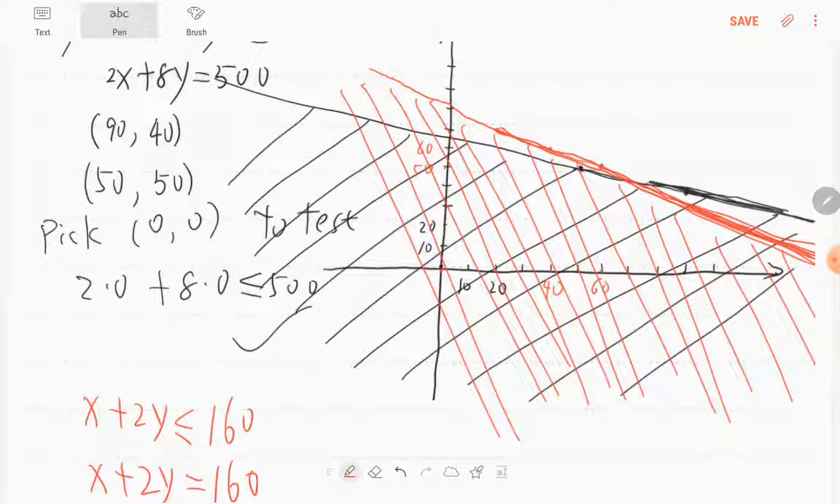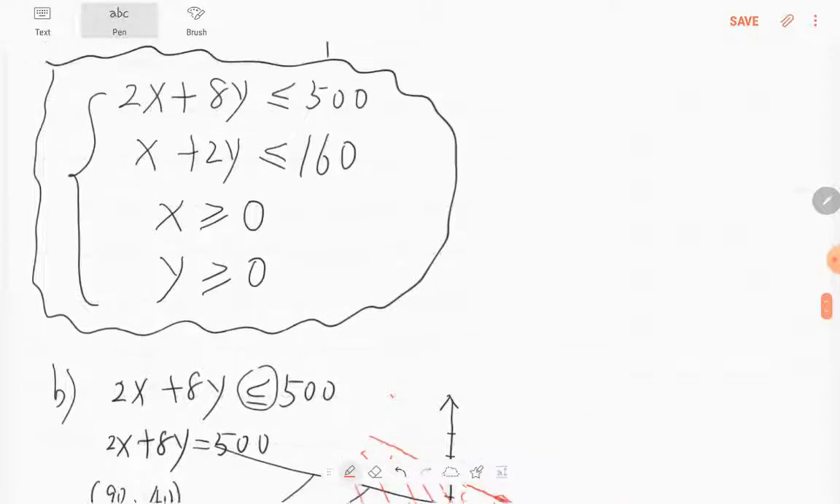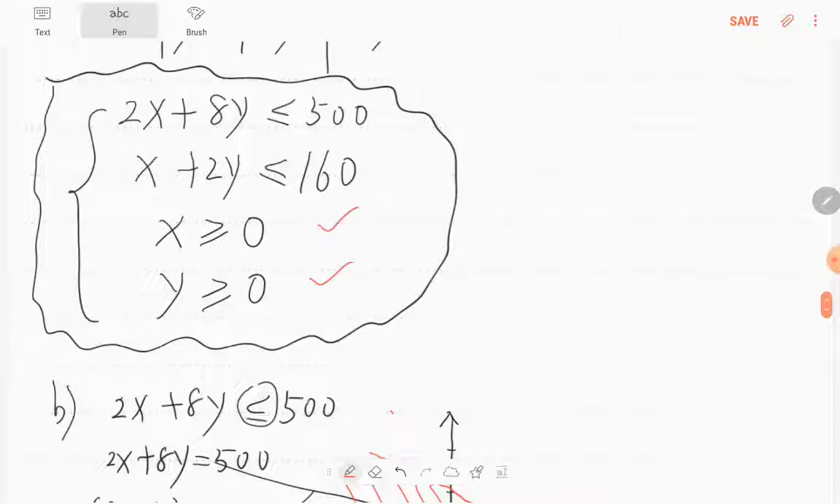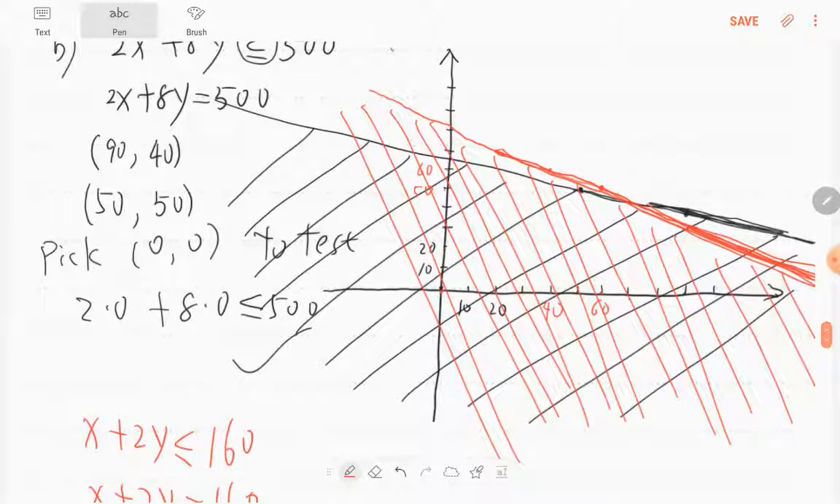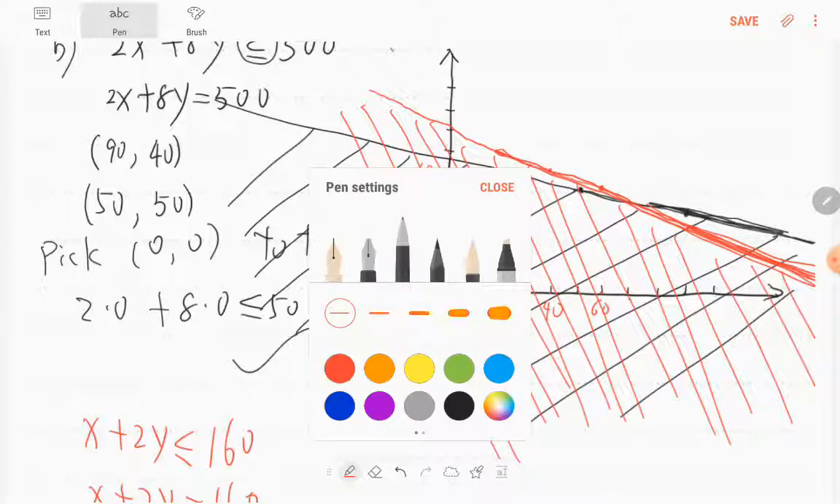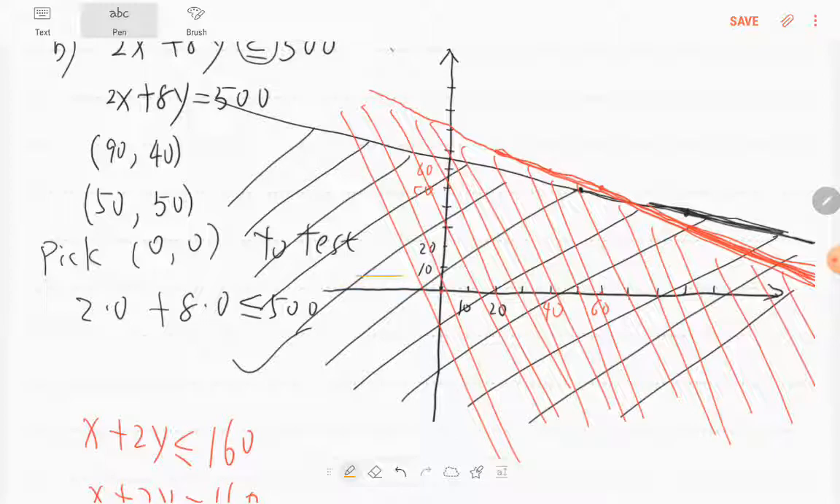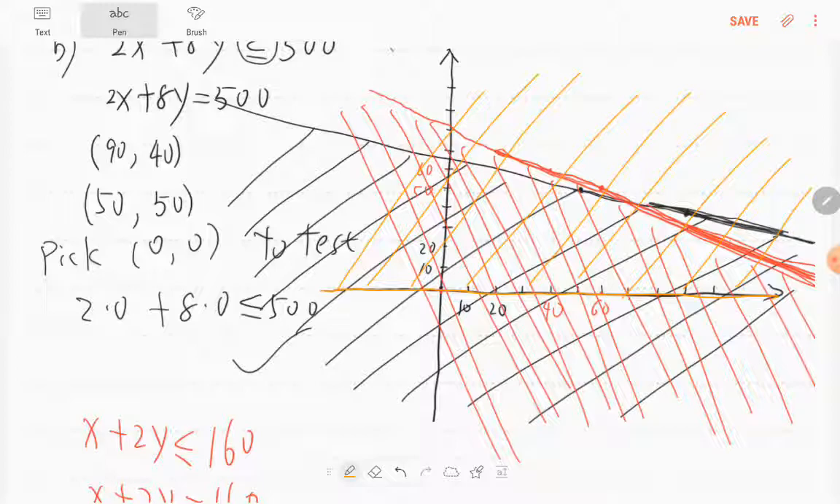Now, when students stop here, they say, okay, this is the common part. But they forget there are another two: x greater than or equal to 0 and y greater than or equal to 0. x greater than or equal to 0 means right of the y-axis. So we use another color. Y greater than or equal to 0.